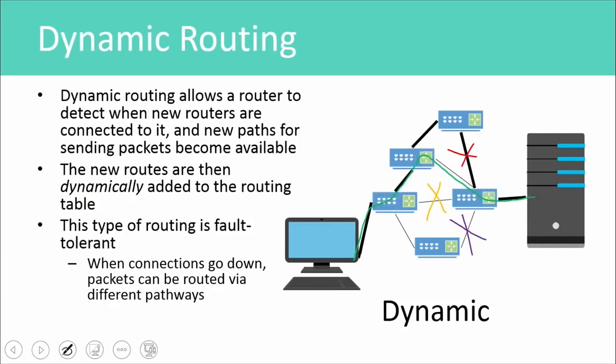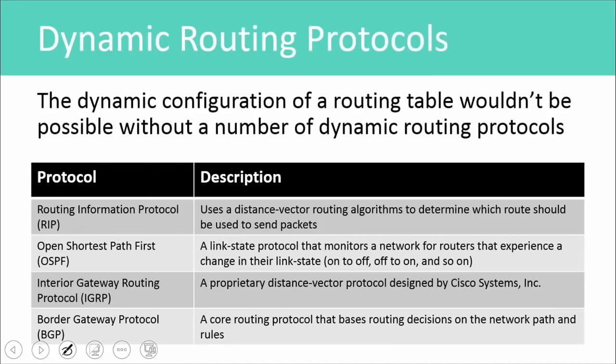So dynamic routing, super helpful, always aware of the best place for us to send our data when we're moving from router to router. It ensures efficiency, fault tolerance, and just effectiveness of the internet as a whole. The dynamic configuration of a routing table isn't possible without protocols. And protocols, of course, are our favorite things because they make sure that the internet functions. There are a few different protocols that you need to be aware of for dynamic routing. You've got RIP, Routing Information Protocol, OSPF, which is Open Shortest Path First.